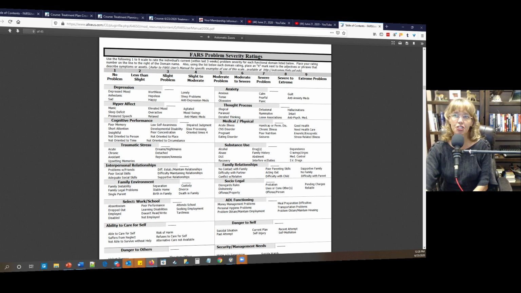The FARS, or Functional Assessment Rating Scale, I love using this one because it identifies multiple different problems like depression, anxiety, hyperaffect, thought process, cognitive performance. Under each one, it identifies symptoms of that issue. So that whole "as evidenced by" piece is right here. The person takes it and says, yeah, I feel like I've been depressed. I've had depressed mood. I've felt worthless, hopeless, lonely, and had sleep problems. Okay, that gives me a lot of stuff to work with. So we can start addressing each one of those, maybe one at a time.